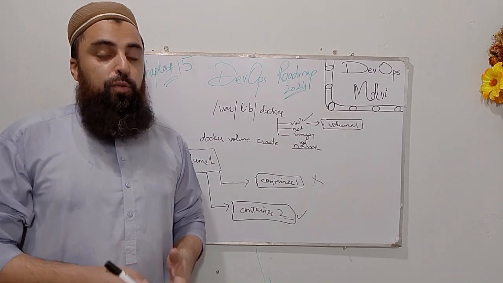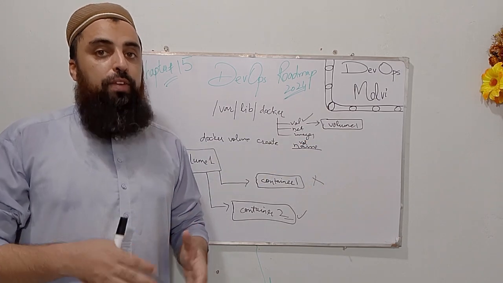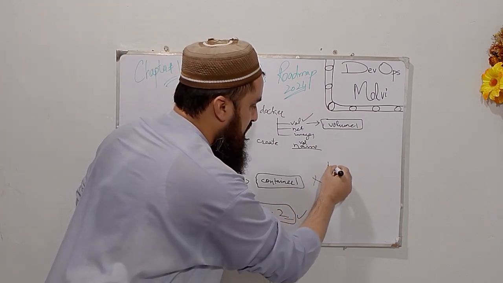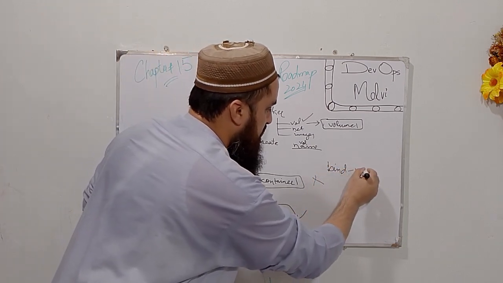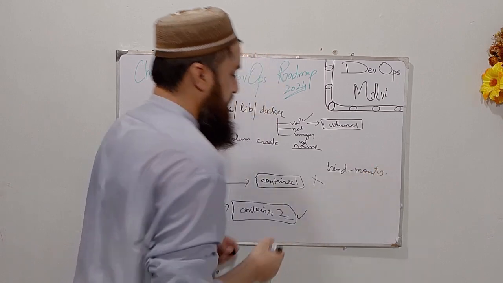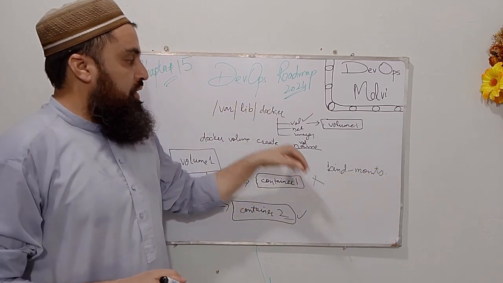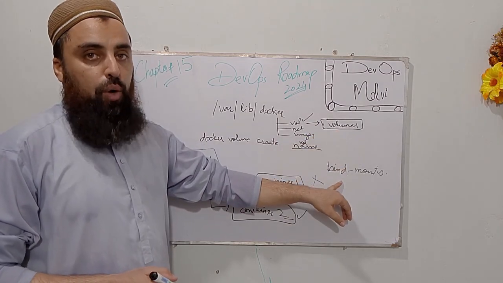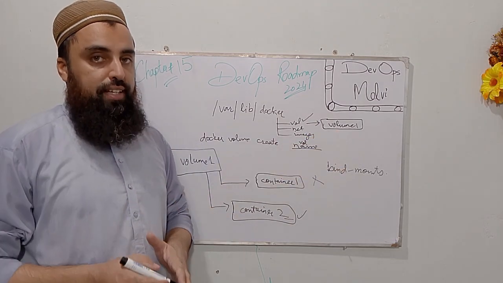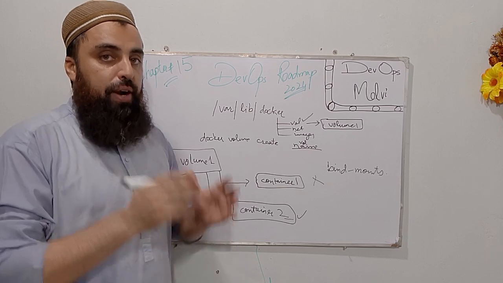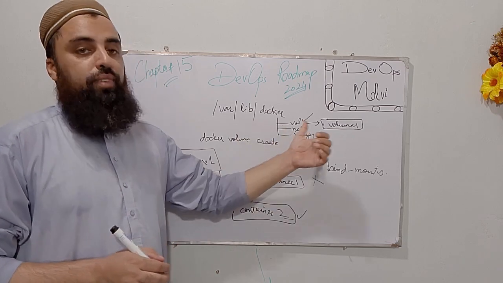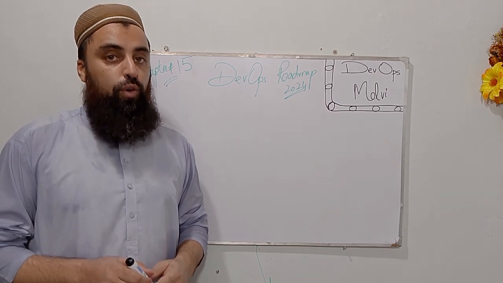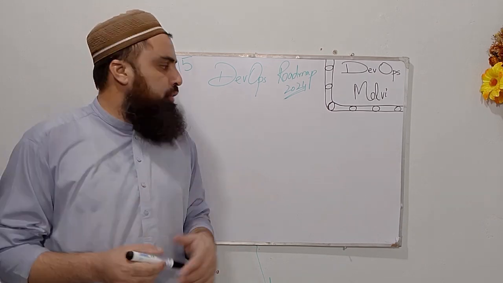In addition to that, for persistent data storage, we have another option which is known as bind mounts. So we have two options, volumes and bind mounts, to store our data. But the preferred mechanism is to use Docker volumes. Now let's discuss the difference between Docker volumes and bind mounts real quick.